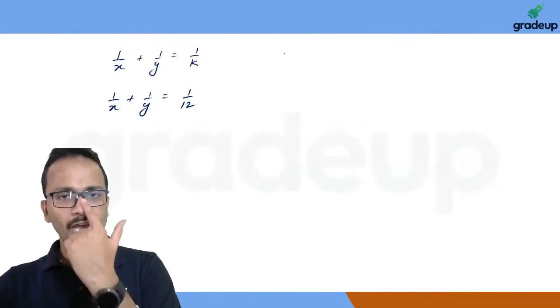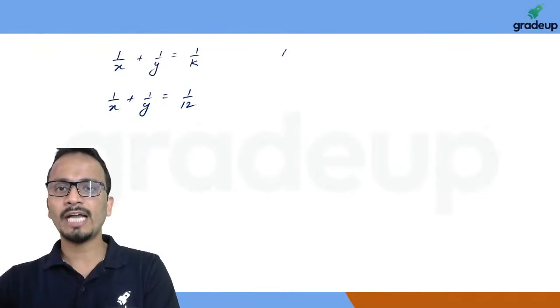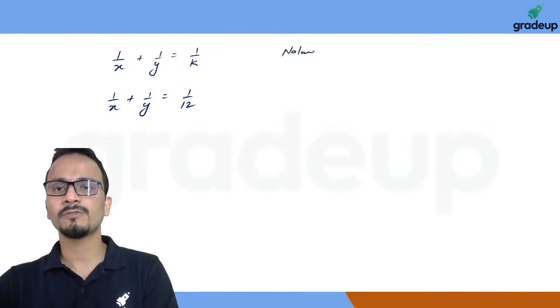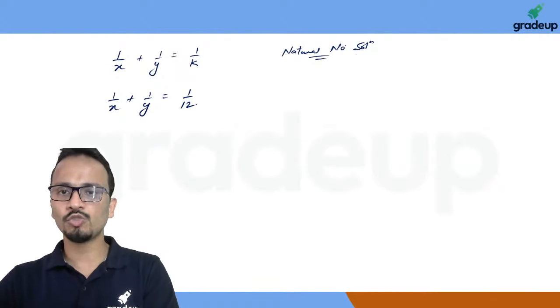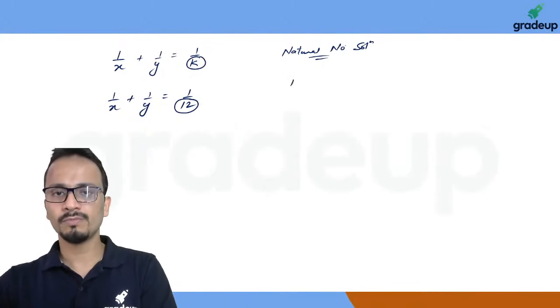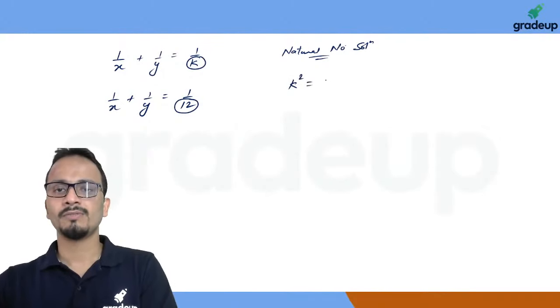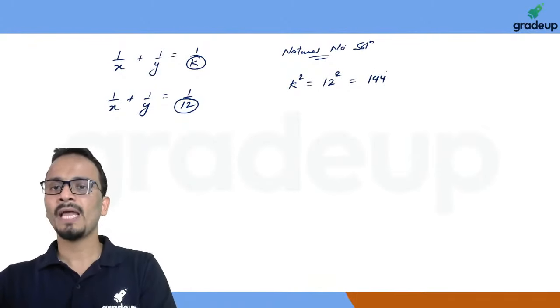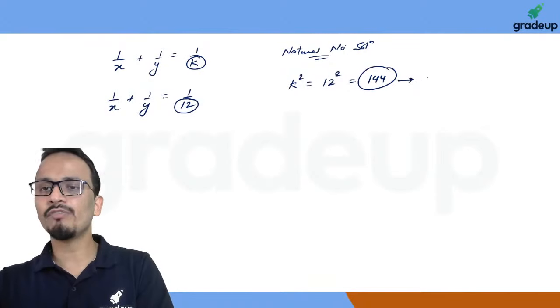Now we have to find out the number of natural number solutions. So first of all, square this number k. 12 square in this case, that is 144, and calculate the number of factors of this number.